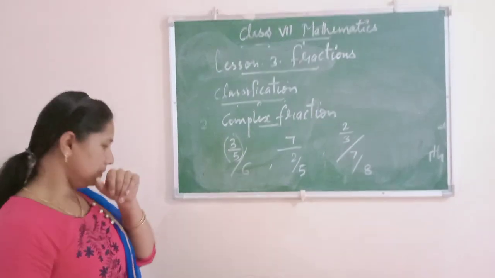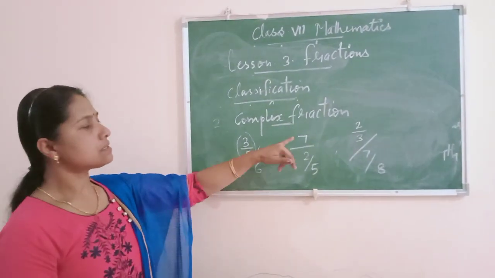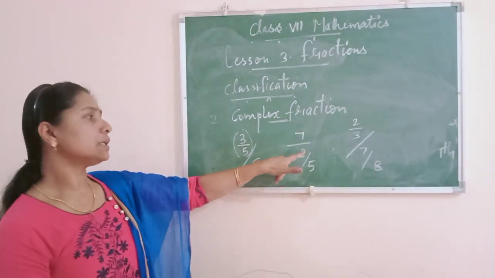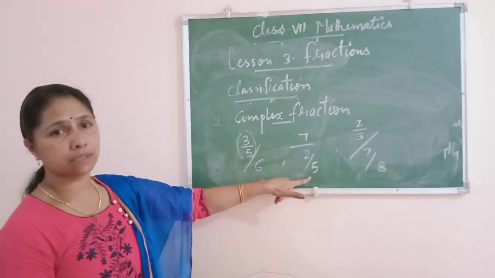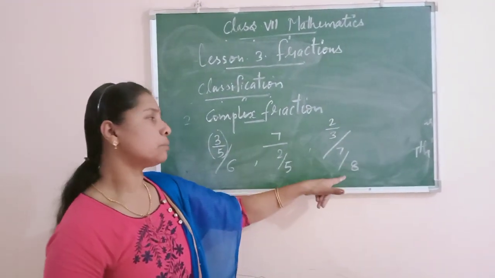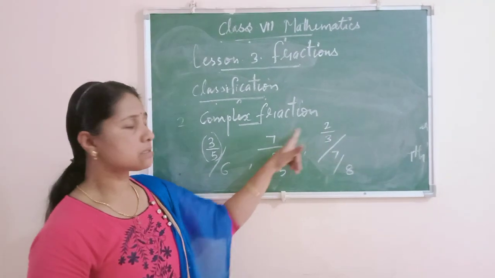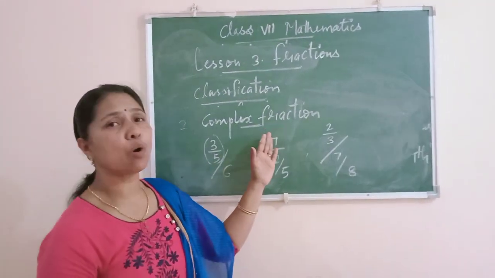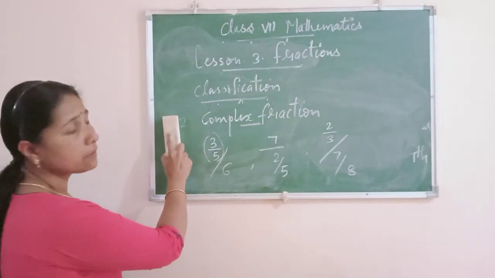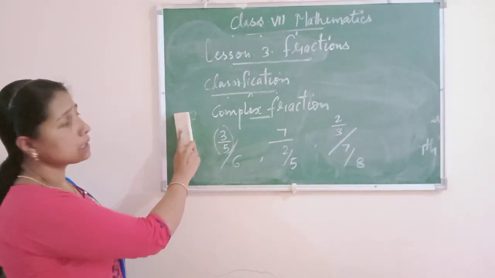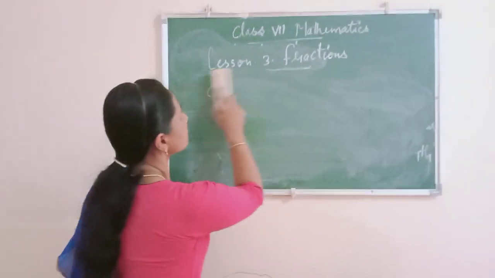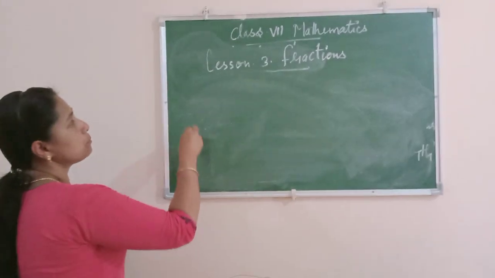In the second example, the numerator is 7, that is an integer, and the denominator 2 upon 5 is a fraction. In the third example, both the numerator and the denominator are fractions. So this type of fraction is called a complex fraction. I think you understood these 2 points, simple fraction and complex fraction. Let me move to the third point, that is proper fraction.